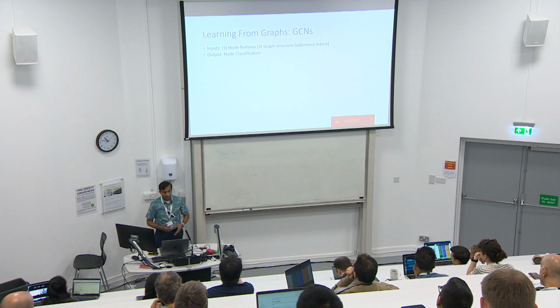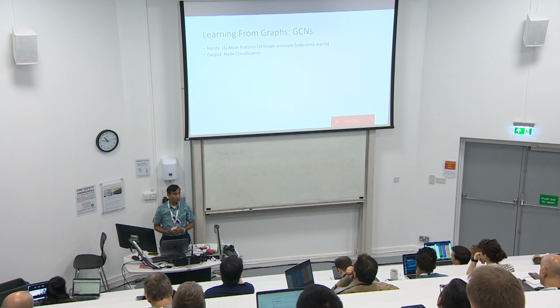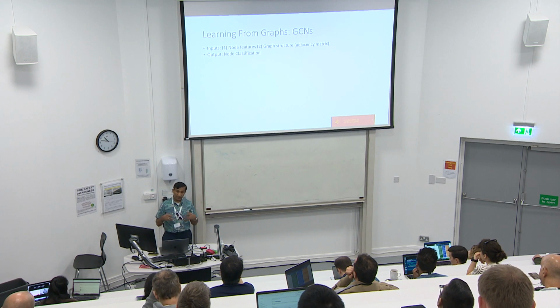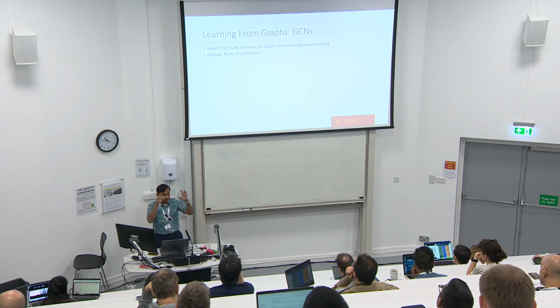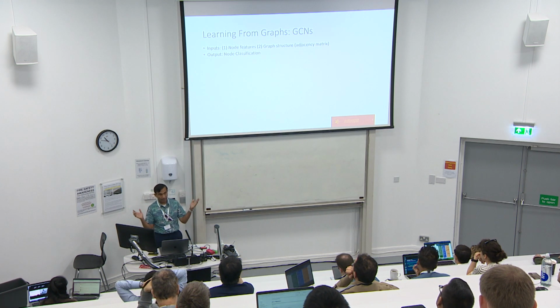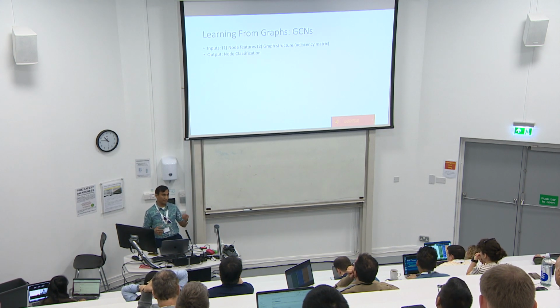And so one way to learn from these graphs is using graph convolutional neural networks. And what is graph convolutional neural networks? Graph convolutional neural networks basically take two inputs. One is the set of features associated with each node in the graph, and the second one is the structure of the graph itself. So for example, the adjacency matrix that shows what are the nodes' connections, and the output, for example, is a node classification. It basically says that this node is a particular type of node.